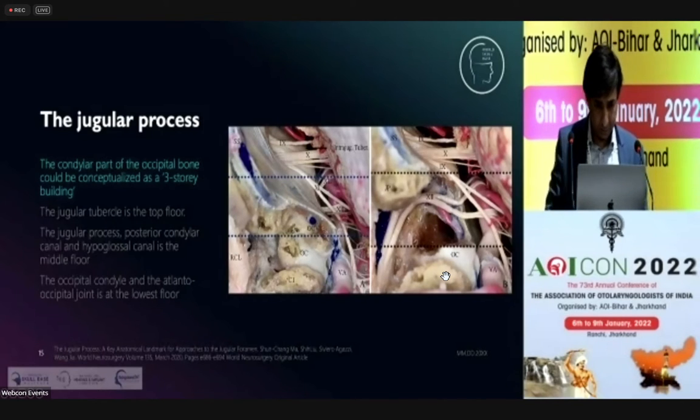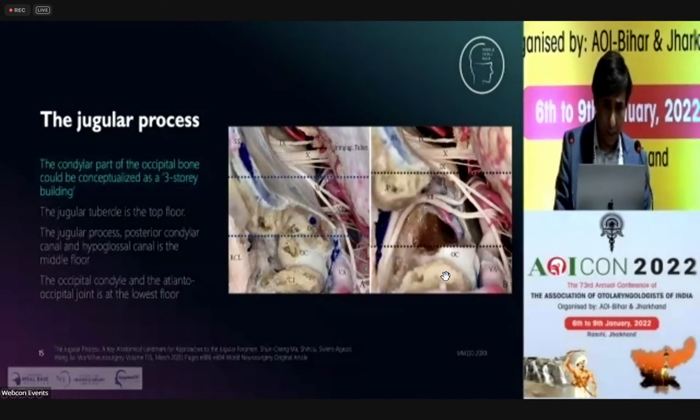Now, when you divide the area around the occipital condyle into three stories, which is a very important aspect in understanding the anatomy of that area, you will understand that the jugular tubercle, which I want to discuss later, is in the upper story. The jugular process is in the middle story, and the occipital condyle or the atlanto-occipital joint is in the lower story, like ground floor, first floor, second floor.